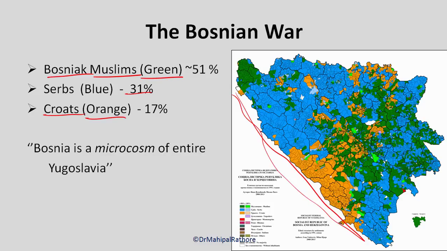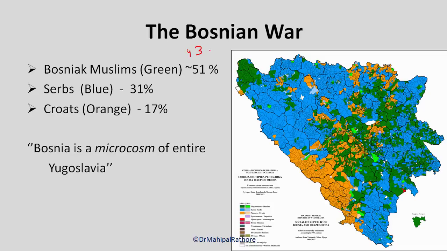Now coming back to our map. There are three ethnic groups. Some statistics say that there were 43% Bosniak Muslims when this war broke out; somewhere it says 51%. You can just say that half of the population is Bosniak Muslims. Ethnically they are Bosniaks and the religion that they follow is Islam. Which religion are the Serbs following? Eastern Orthodox. And then there are Croats. Which religion are the Croats following? Roman Catholic. So three different ethnicities, three different religions.